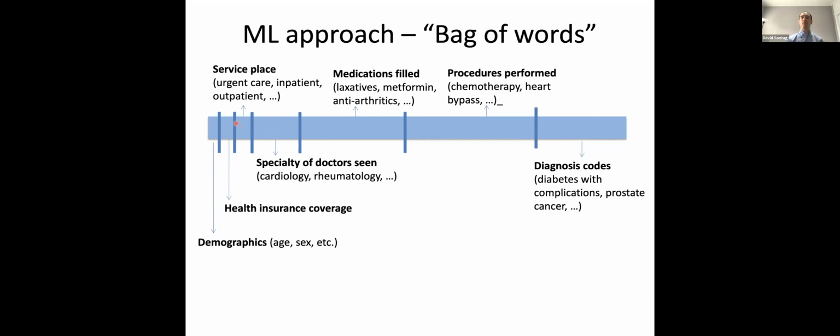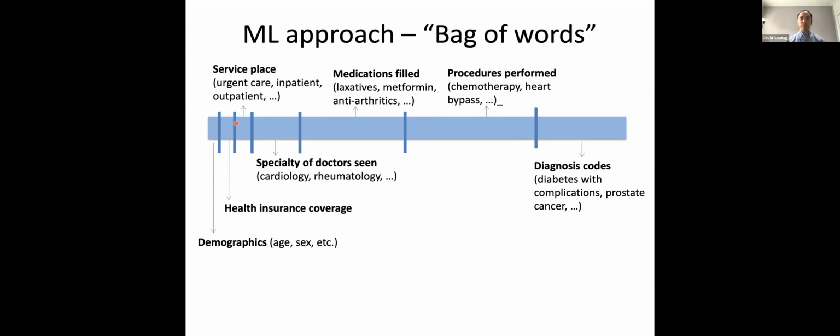So for example, we'll create one feature for the service place where patients are going. So have they been to a primary care doctor? Have they been to an urgent care clinic? Have they been to a hospital? Have they been to a regular doctor's office? And for each of these service place categories, we're going to just create a single binary indicator for has the patient been to that service place ever?